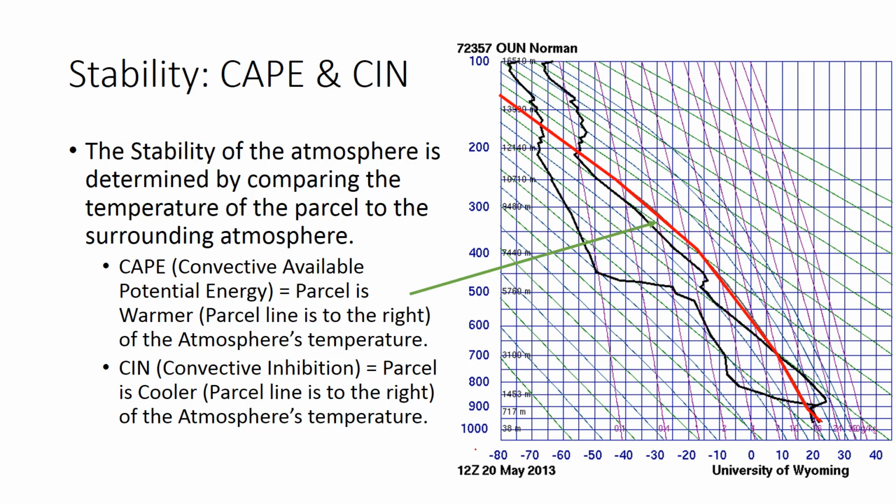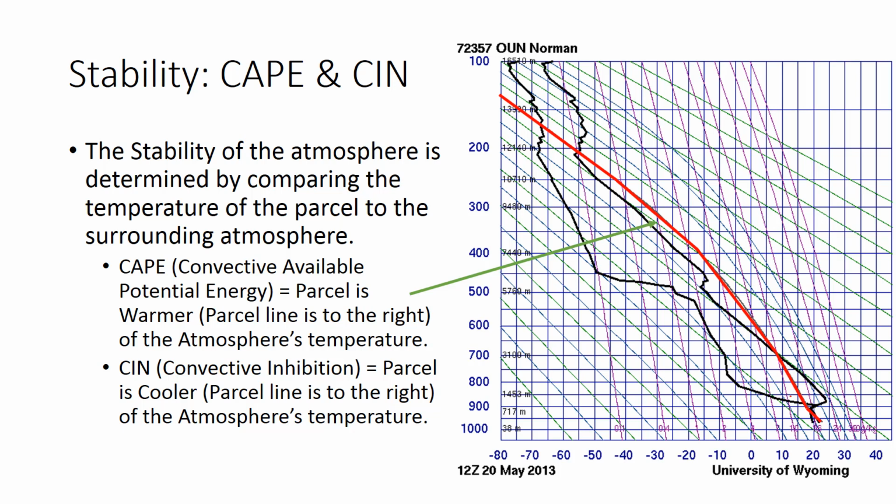Starting with the surface temperature, determining if the parcel is moist or not, you rise the parcel up in the atmosphere. Eventually it becomes saturated, and then you switch over to the moist lapse rate. And what we do is we compare this red parcel line to the air temperature of the atmosphere line.